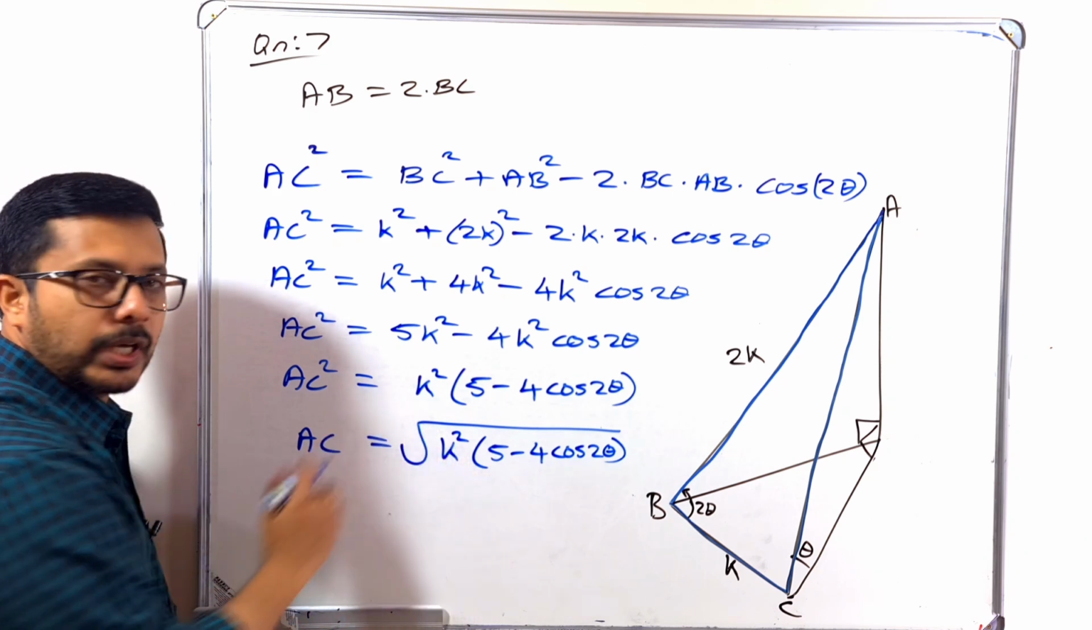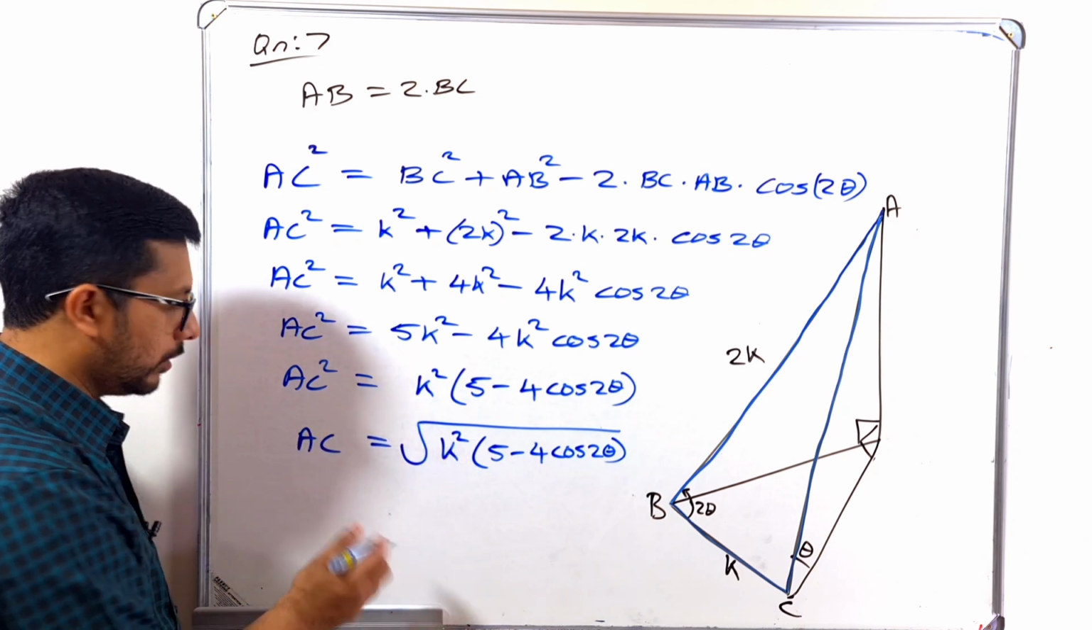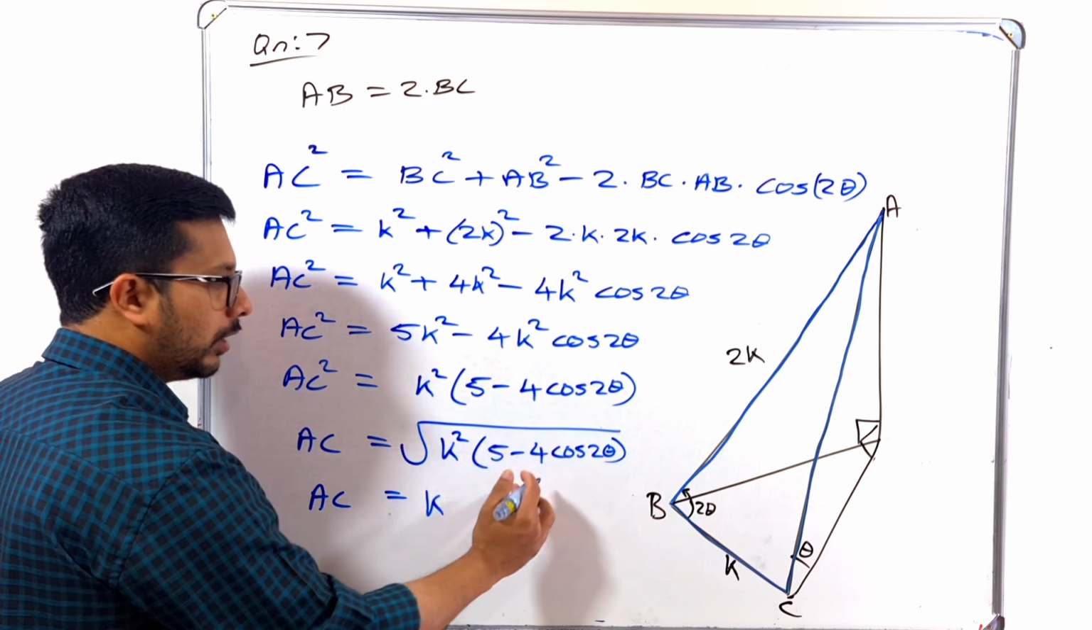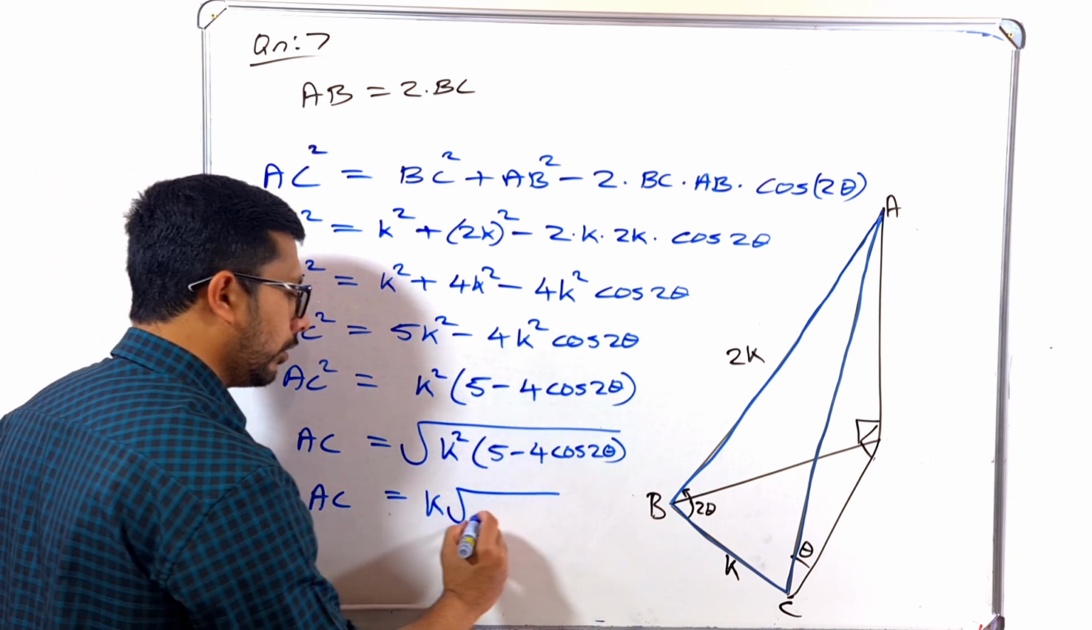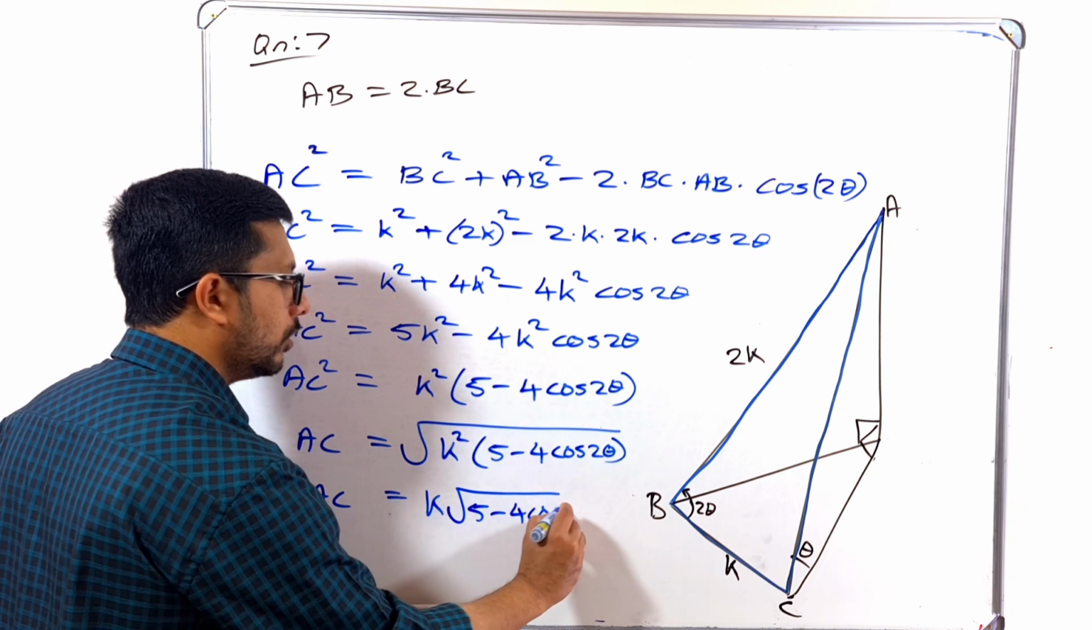So square root of K square into 5 minus 4 cos 2 theta. Square root of K squared is K. So AC is equal to K, then we can't do anything else, so we have to put it in a square root: 5 minus 4 cos 2 theta.